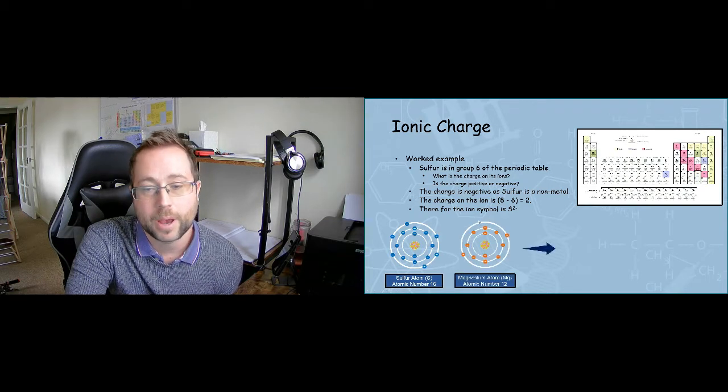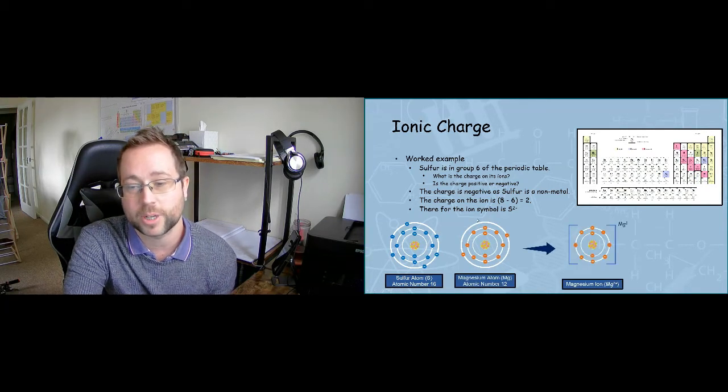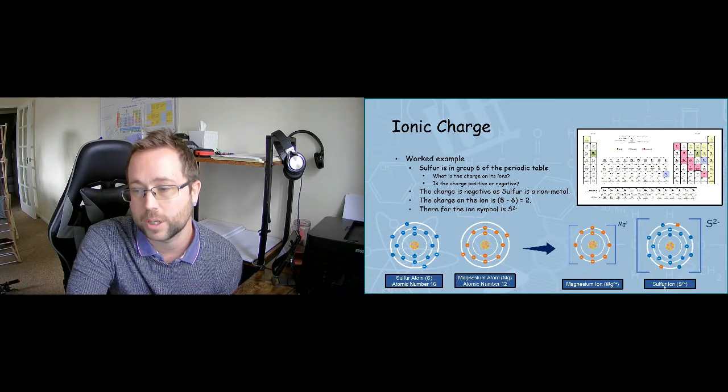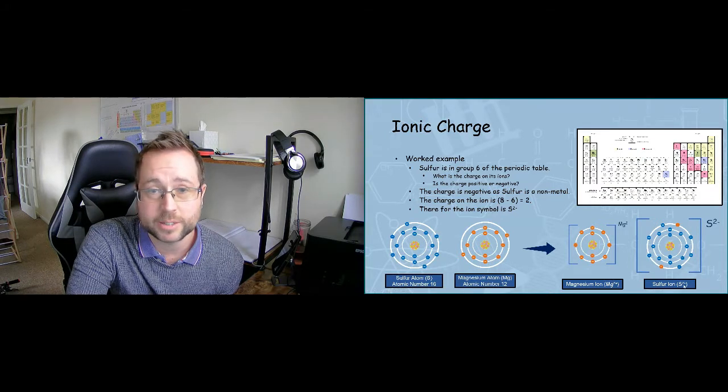Okay, so to get a full electron outer shell, it needs to take 2 electrons right there and there from the magnesium. So the magnesium ion becomes positive, which is a metal, which makes sense, and sulfur is negative because it is a non-metal.